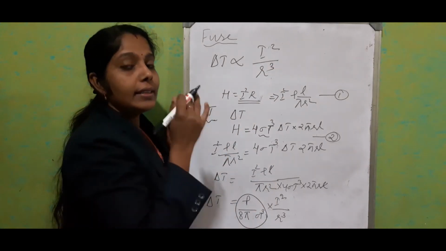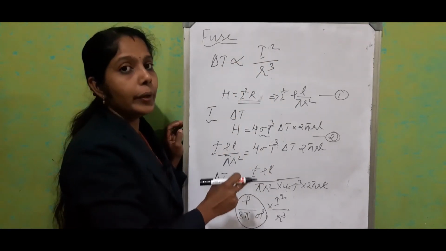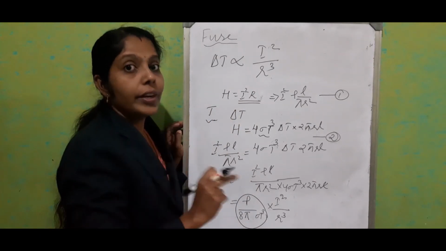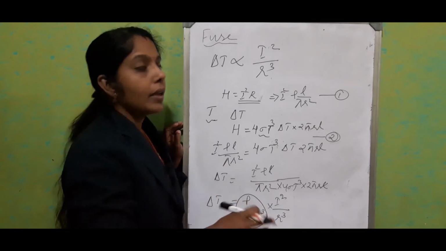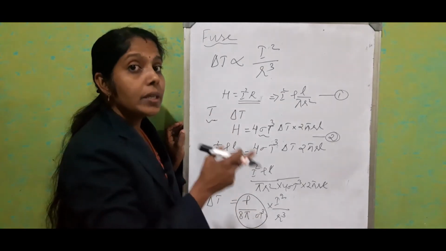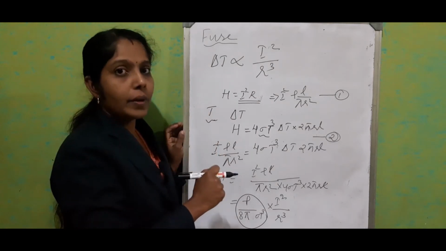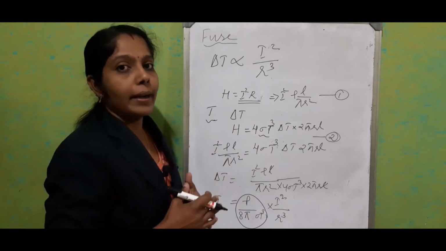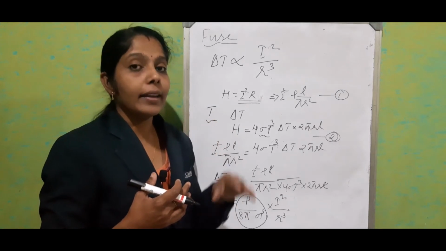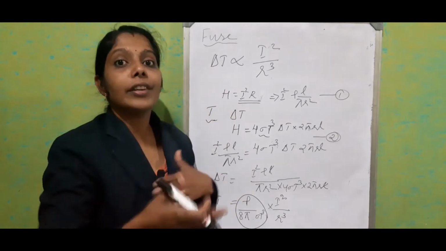So the rise in temperature in the fuse is directly proportional to the square of the current passing through the circuit, and inversely proportional to the cube of the radius of the wire. The length does not matter at all. That is the reason we always say that if the fuse wire gets melted, we have to choose the right thickness of wire for reconnecting it.